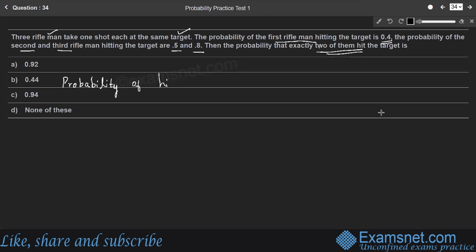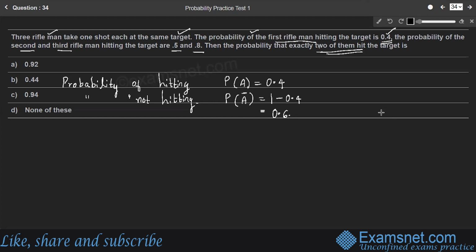The probability of hitting and the probability of not hitting the respective targets. Here, for the one rifleman, the probability of hitting the target is 0.4. So we'll take the probability of the first man hitting as PA, which is 0.4. Therefore, the probability of not hitting will be considered as PA prime, which will be 1, the maximum probability, minus the probability of hitting, giving 0.6. So 0.6 is the probability of not hitting the target.